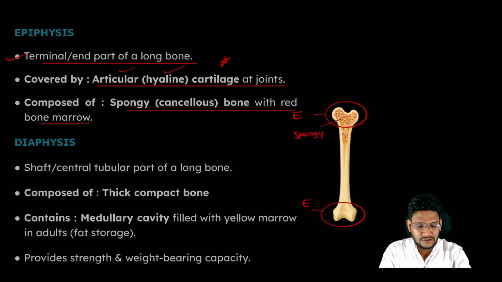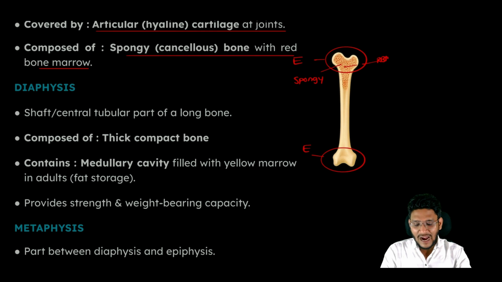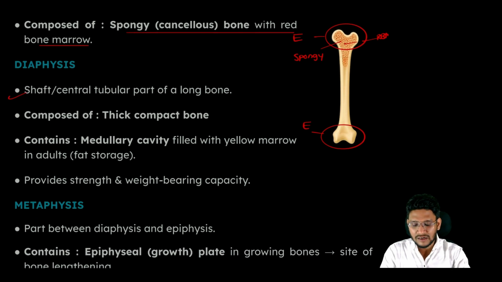So the epiphysis part of the bone is composed of spongy or cancellous bone tissue with red bone marrow. Here you can see, these are red bone marrow. So red bone marrow is present in the epiphysis of the bone. Then we have the diaphysis, which is the shaft or central tubular part of a long bone. So this is the shaft of the bone.